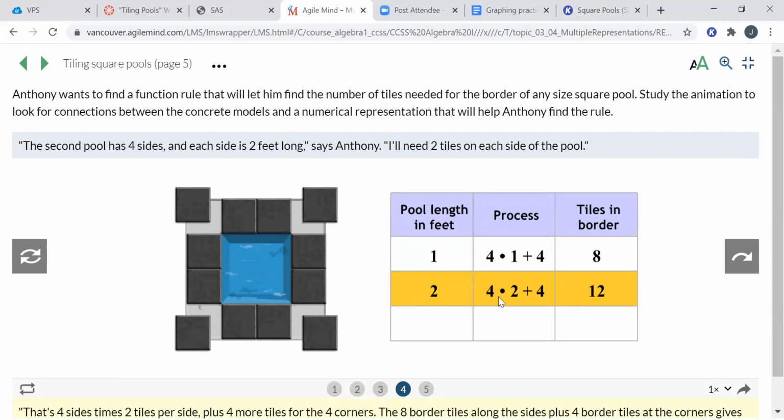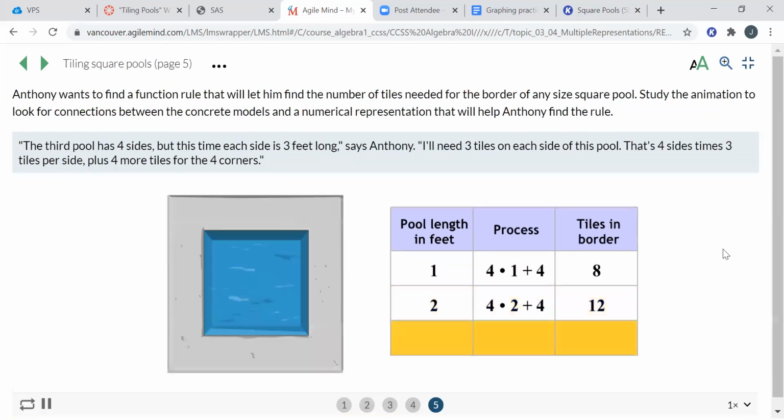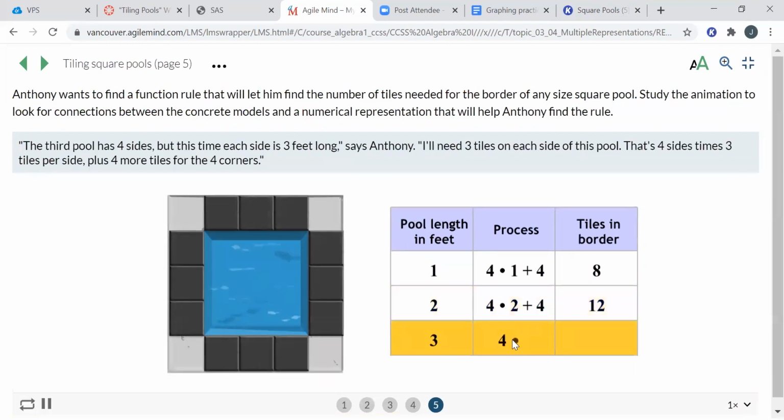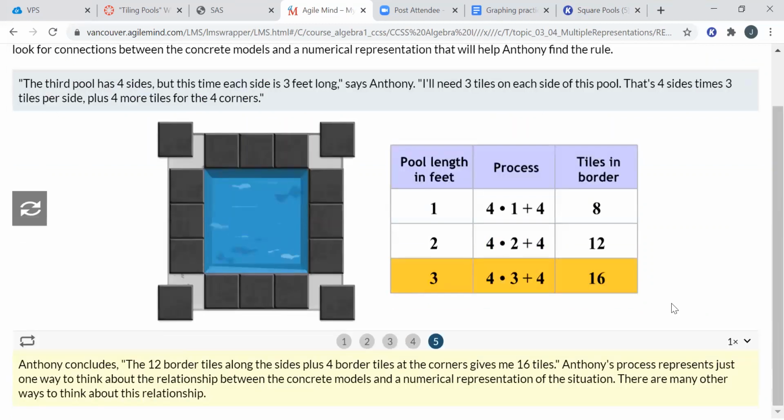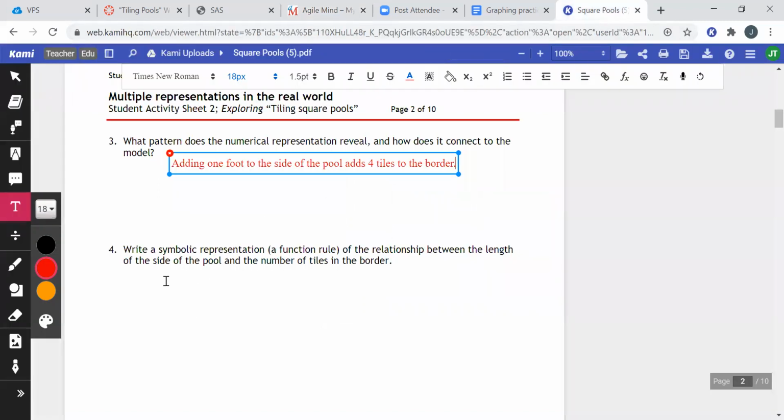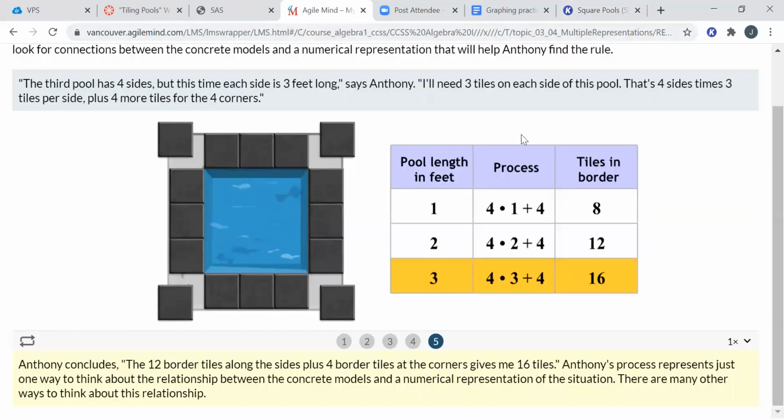So now I have 4 sides and each of them is 2 feet, for a total of 8 tiles around the sides, plus the 4 corners, for a total of 12. Then when I go on, I get 4 times 3 plus 4. So now I have 4 sides and they're each 3 tiles long, plus the 4 corners makes 16. So if we can construct it and show what's going on each time, then we're in good shape because we can see where the pattern is coming from. We can trust that it's going to continue. But we have not written the symbolic rule, the function rule yet, and that's our next question.